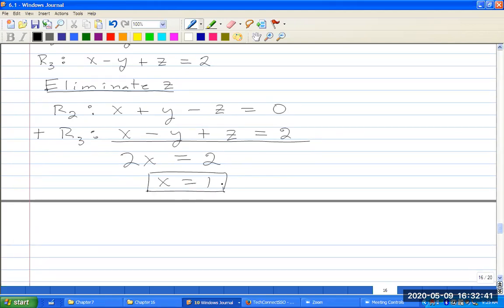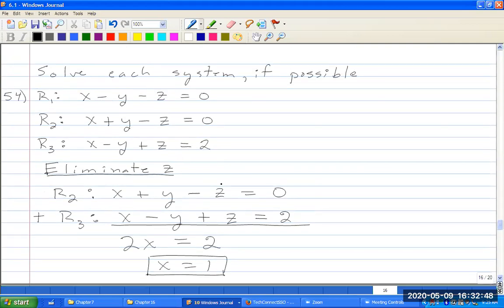Now I have to keep doing eliminate z. I've used two equations. In general, when you do elimination, you have to use every equation in order to eliminate the variables. So I've used two equations, these last two. Now let's use the first and third equation to eliminate z. And so let's do that.